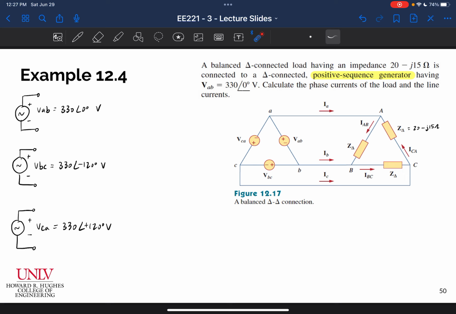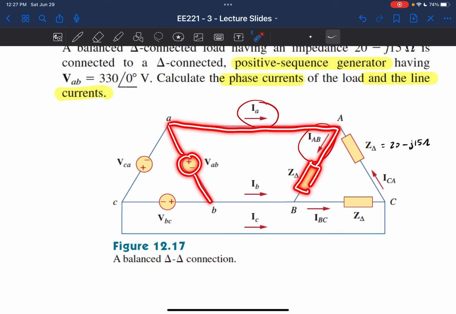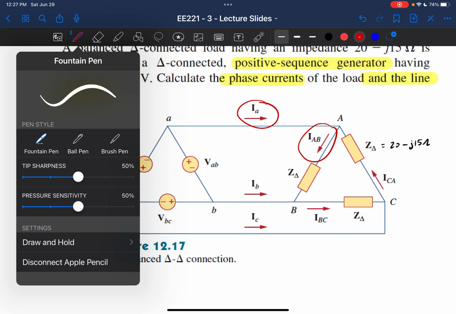Okay, so what is it asking us for? It's asking us to calculate the phase currents of the load and the line currents, right? So we need to find the line currents and the phase currents, so 6 different currents here. If you remember from when I talked about the delta to delta connection, we can see pretty clearly that the VAB gets placed directly across this Z delta, and that creates a circuit. So I know the voltage across this Z delta is just VAB. I could pretty easily find IAB by just saying VAB over Z delta. So let's go ahead and do that.